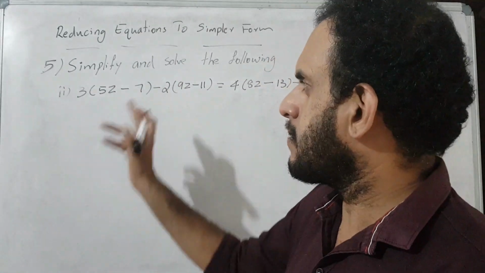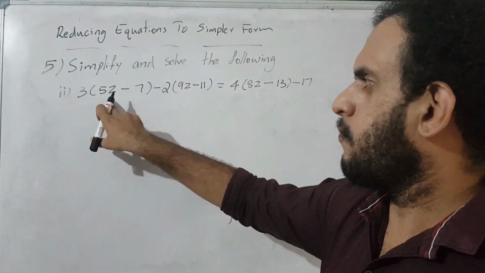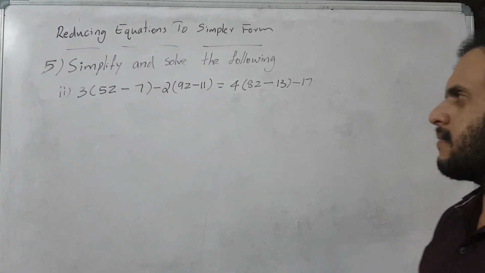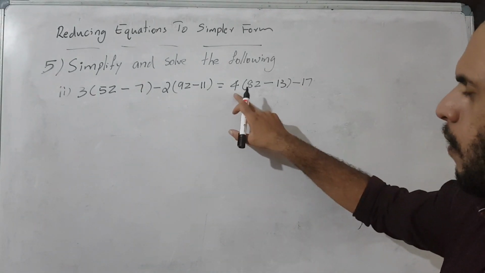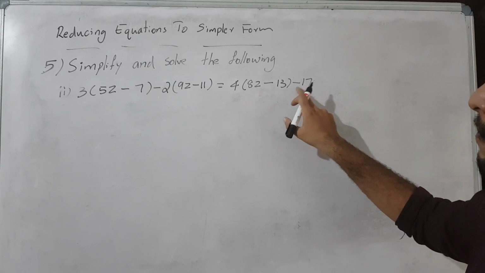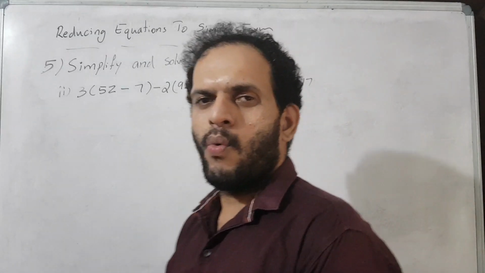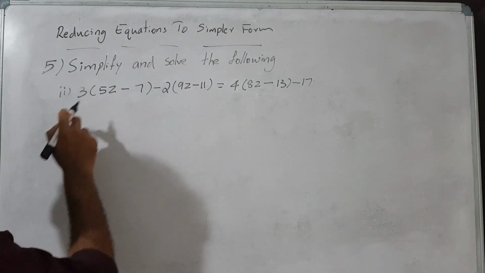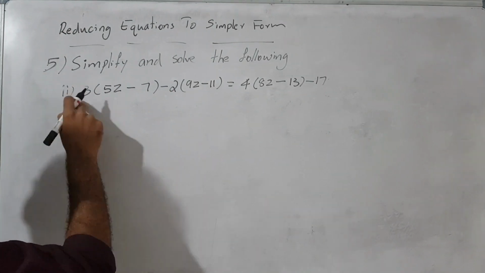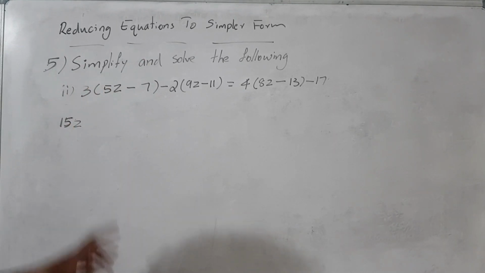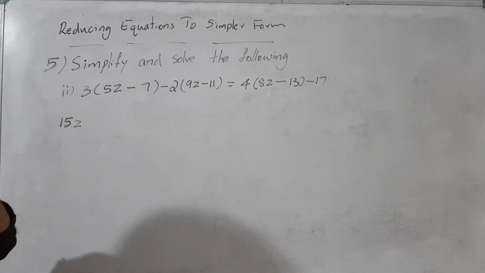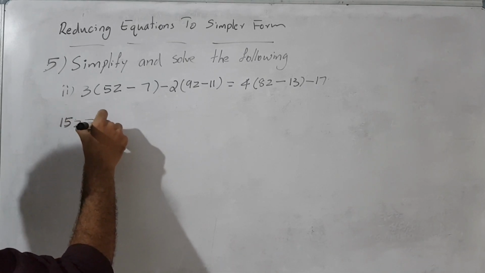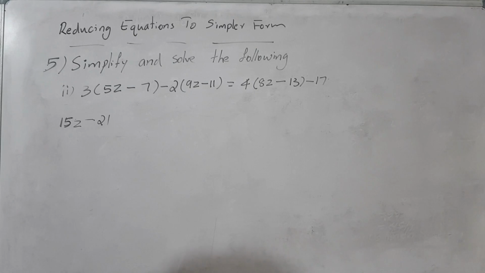The next, one more question at the same time. What is that? 3 into 5z minus 7 minus 2 into 9z minus 11 is equal to 4 into 8z minus 13 minus 17. Then we know what the first step is. Expand the bracket. Then 3 into 5z is 15z. 3 into minus 7. What is 3 into minus 7? Minus 21.